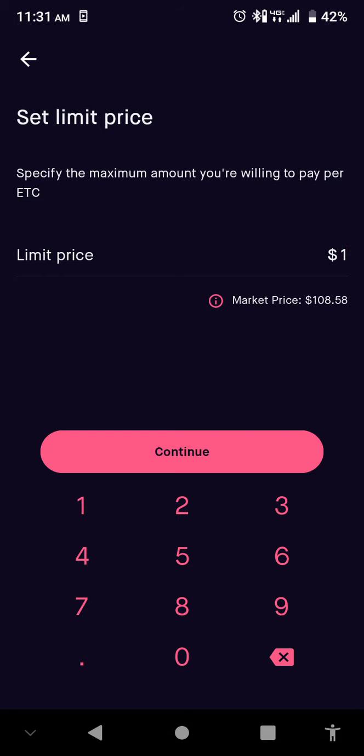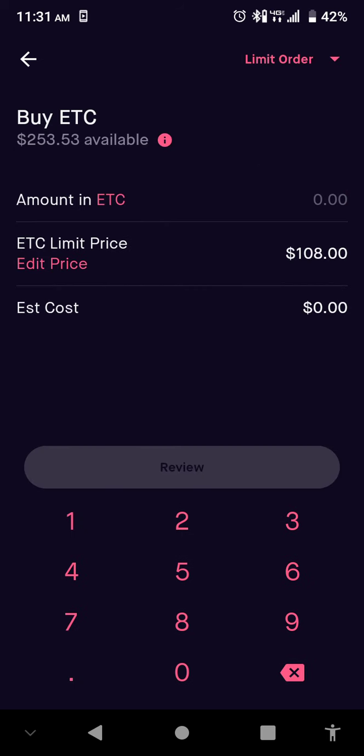I'm going to make sure that I add my decimal and make sure it's $108 flat. I'm going to hit continue. Now it goes on to the next page, and it shows your amount available that you have.